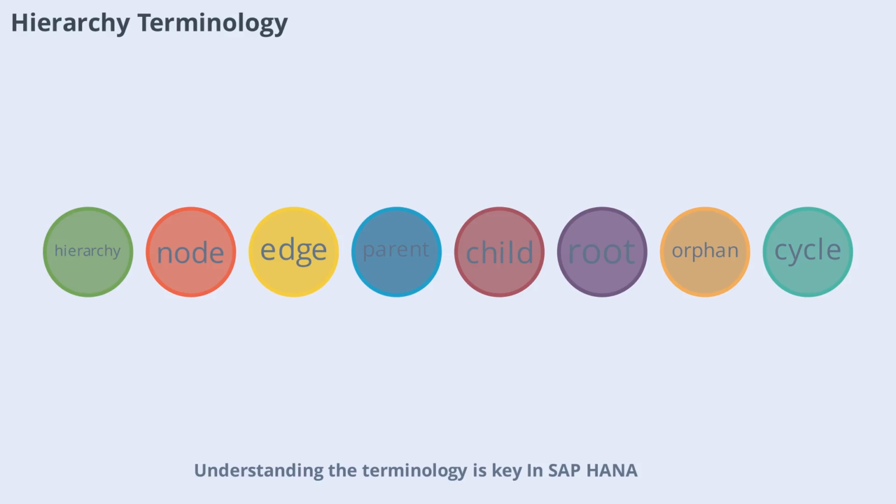Understanding the terminology is key. In SAP HANA, a hierarchy is the result of a generator function structured as a tree or forest. Each node represents an element identified by its pre-order rank. Edges define relationships between nodes, with each node having at most one parent. Key terms include root (no parent), child, descendant, orphan (unreachable node), and cycle (loop in the structure). These definitions help you interpret hierarchy results and design effective queries.